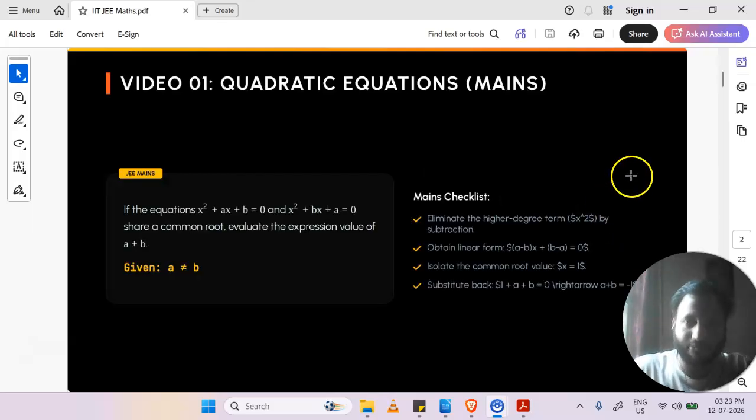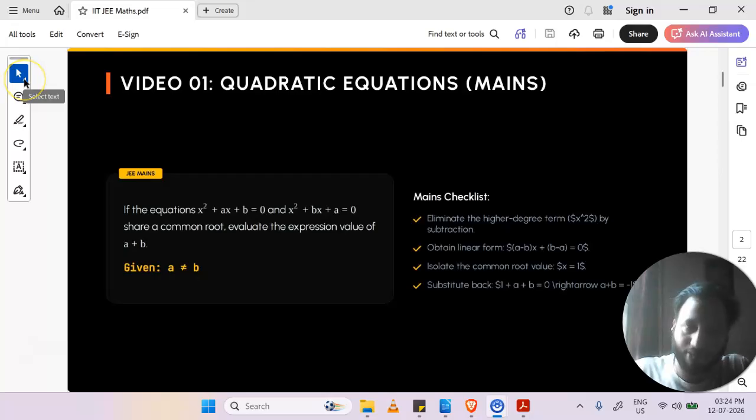Let's begin with this question. The first question is from IIT JEE mains. If the equations x square plus ax plus b equals 0 and x square plus bx plus a equals 0 share a common root, evaluate the value of a plus b.